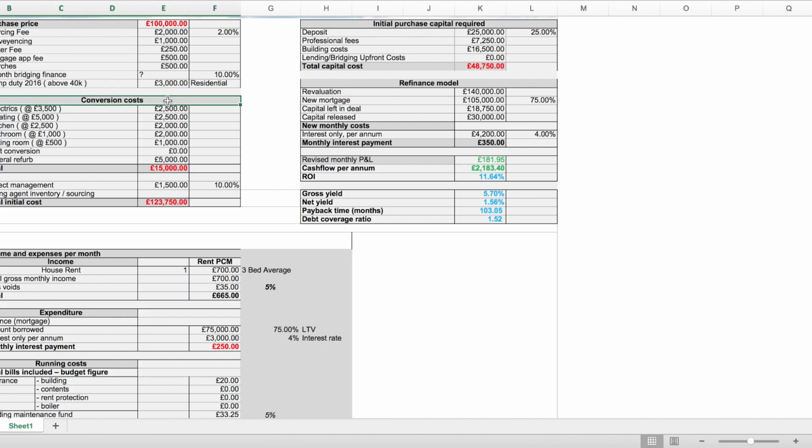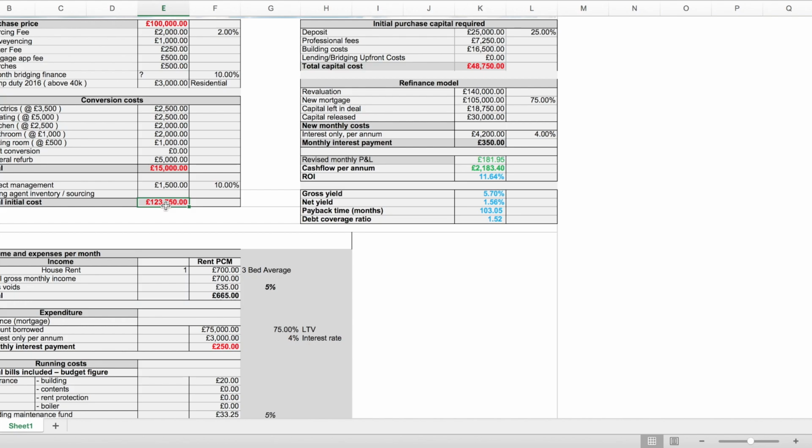So coming down here, we have conversion costs. You might have to do a renovation on this property. So I've just put a load of costs in here, which adds up to 15k. Project management, 10%. So you might be paying a contractor to do this for you, or a project manager. Companies like mine do project management for clients that want to do property development. So we charge 10%, so that goes in there. So that's your total upfront cost to do this project, £123,000. That's added all of that up and put it into there.